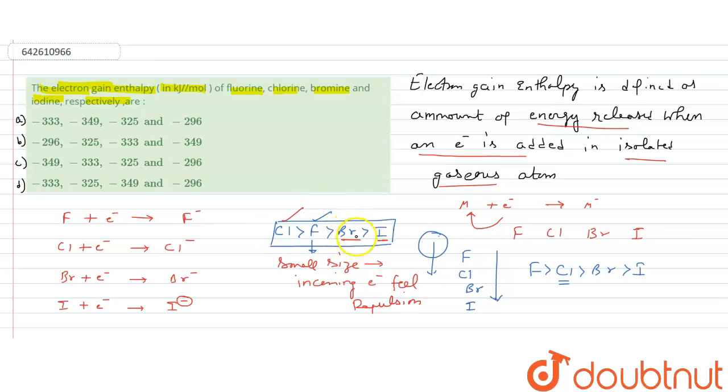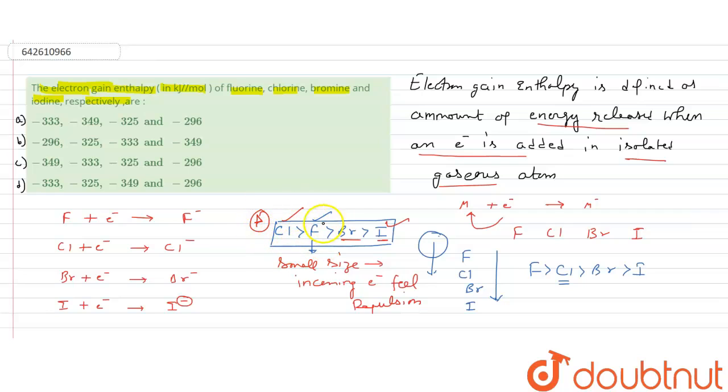Their size factor does not matter here, so the electron can adjust very well. If we go from bromine to iodine, the metallic character increases, which means their tendency to accept an electron decreases. That's why they have low electron gain enthalpy. Electron affinity decreases down the group, so this is the basic trend.